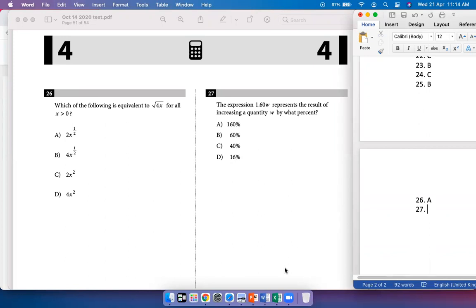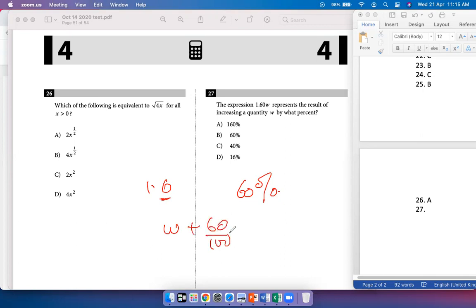27, the expression 1.60W represents the result of increasing a quantity W by what percent? So you can see that whenever you multiply a number by a certain multiple, let's say 1.6, then this represents the increase. So here it would be 60%. Why? Because when you say W plus 60% of W, then that's W plus 0.6W, and that's 1.6W. So you get 1.6W when you increase W by 60%. So B is the answer.